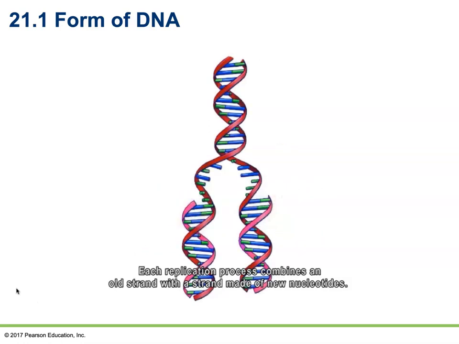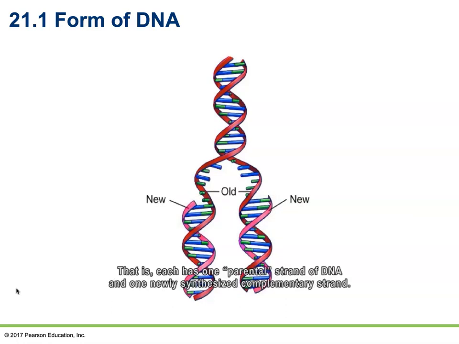Each replication process combines an old strand with a strand made of new nucleotides. That is, each one has a parental strand of DNA and one newly synthesized complementary strand. This model of replication is called semi-conservative replication.